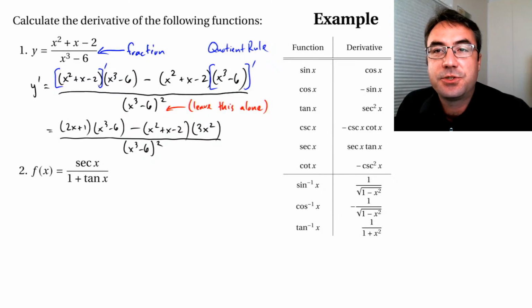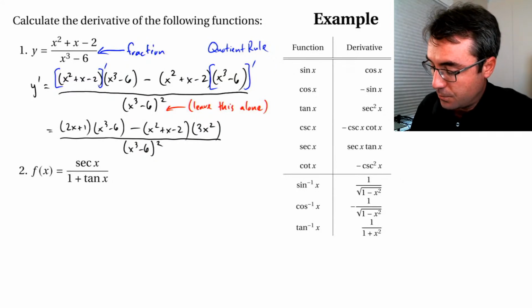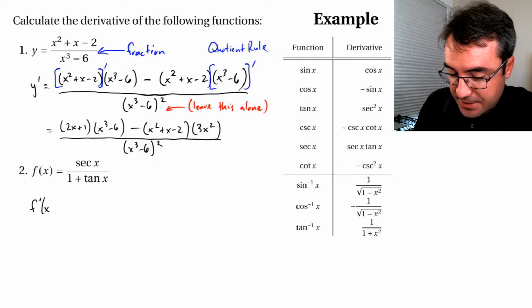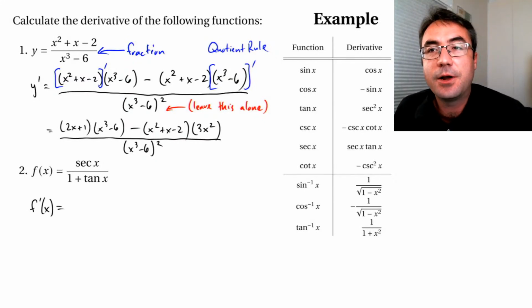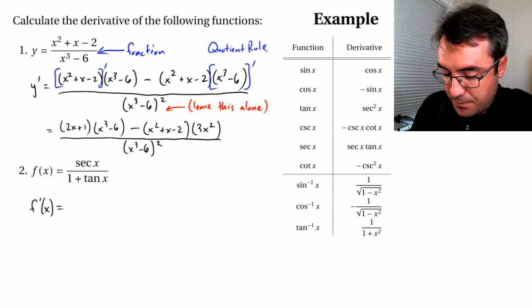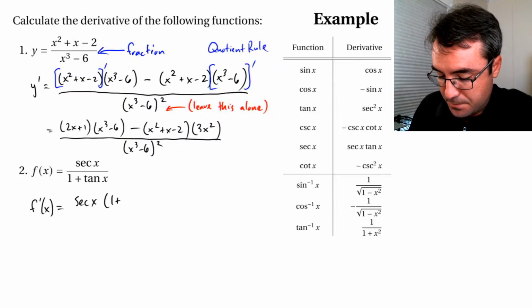All right, so let's try it again, but now for a trig function. So we have another fraction, secant x over 1 plus tan x. It's a fraction, so we have to use the quotient rule, or at least we're going to. So we're going to calculate f prime of x. How do we implement the quotient rule? Well, write down the fraction as a product. So top times bottom. Top times bottom.